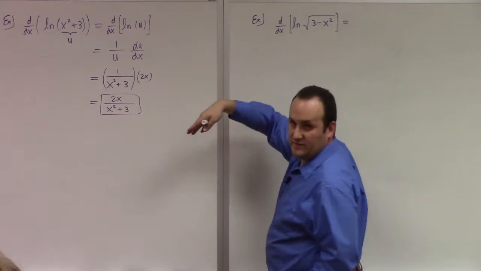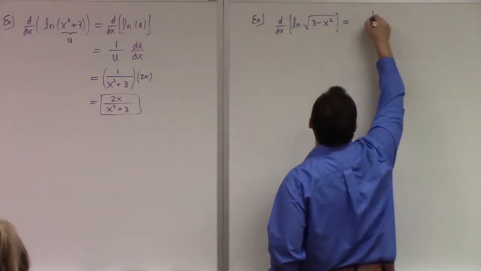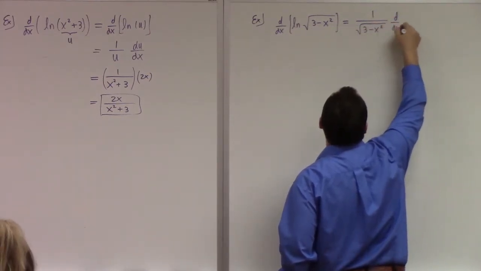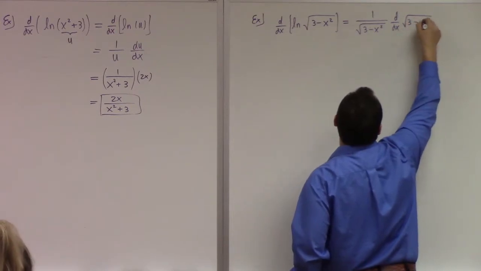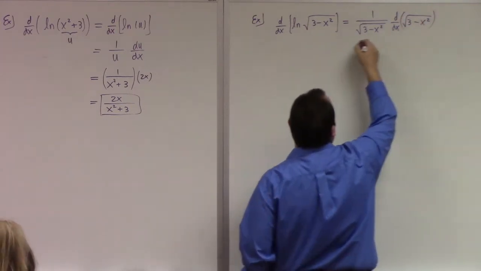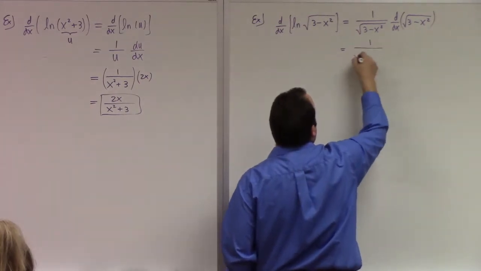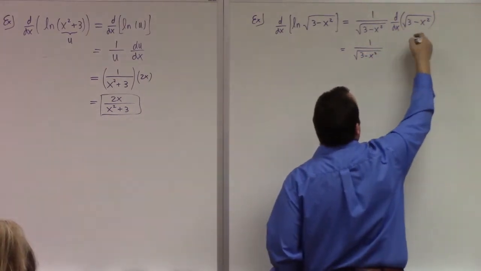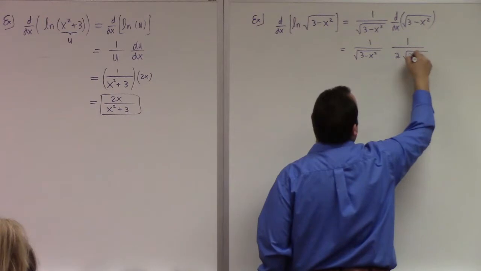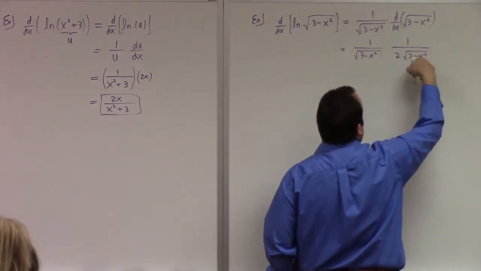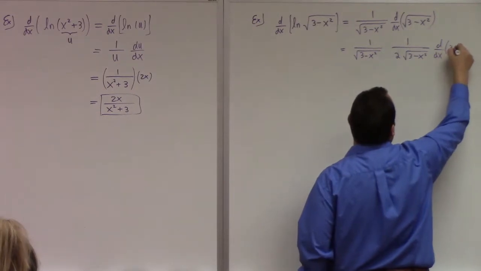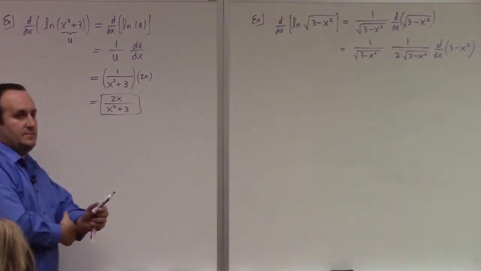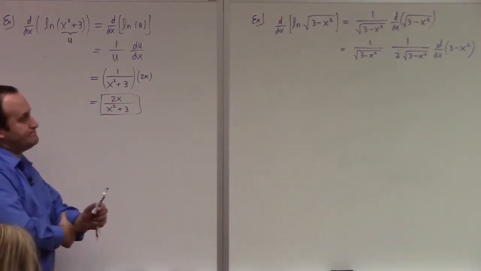Let's see here. If we follow the same chain of logic as over there, I would have 1 over the square root, right? times the derivative with respect to x of the square root function. Then what happens? This gives me what? 1 over 2 times the square root of 3 minus x squared, right? And then times the derivative of the inside function there. Chain rule again, right? It's a double chain. And so what do we get?